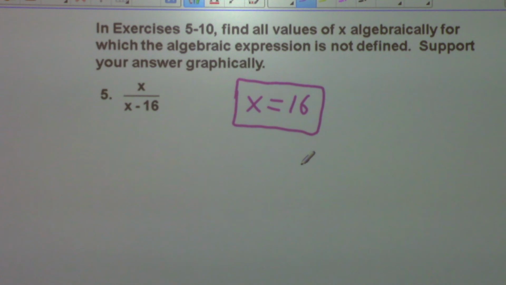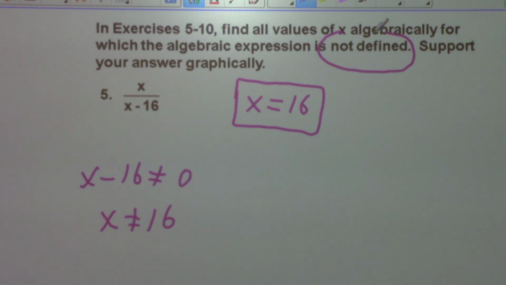And to set up the equation for it, we can set it up as x minus 16 cannot equal 0. And so therefore x cannot equal 16. And so this is what x cannot equal, and so we want to find out what is not defined. And so our answer in terms of the way the question is written is x equals 16. Does that make sense? Yeah. Not defined for 16, but the way the question is worded, that is our answer.